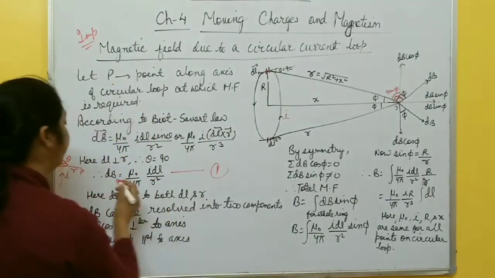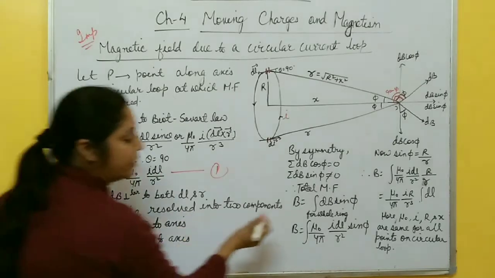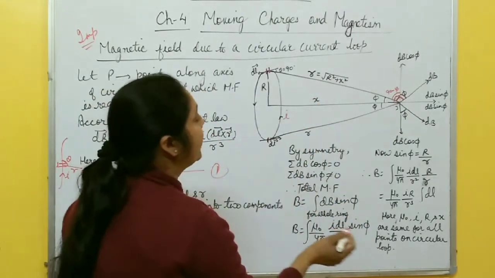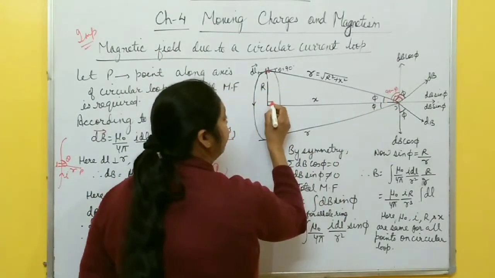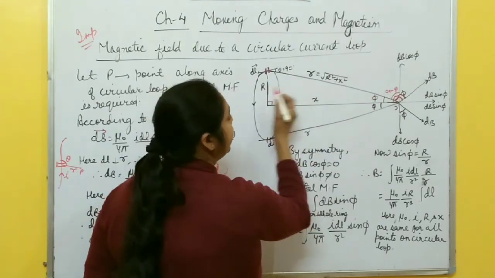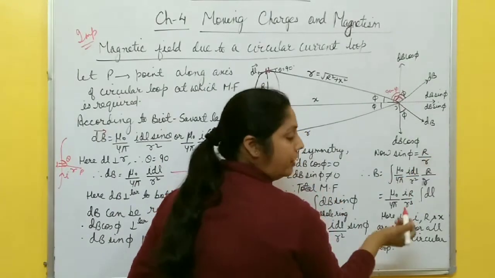Now what is the value of dB? dB is mu naught by 4 pi, I dl by r square. Put the value here, and sin phi. Now in this figure, what is sin phi? This is a right angle triangle, right? Hypotenuse is there. Sin phi is R by small r. Sin phi is R by small r, right?